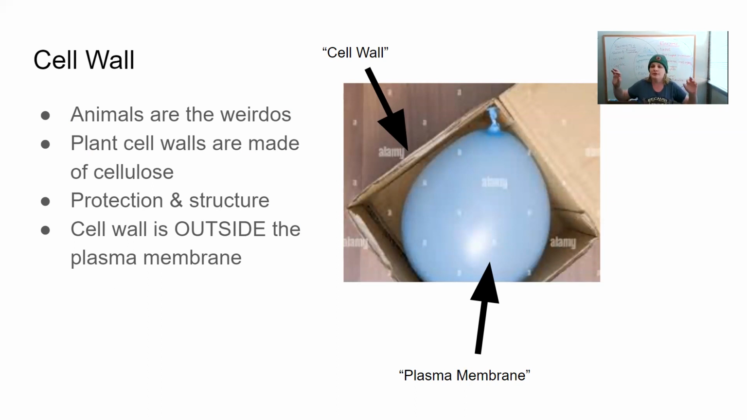But anyway, the point is that it's that pressure of the vacuole and the plasma membrane pushing against that rigid cell wall that gives plants their structure. And when plants start to dry out, that's when they wilt, because they don't have that structure. Okay, and then just remember that in plants, the cell wall is on the outside of the plasma membrane. So that's why this image of a balloon inside of a cardboard box is helpful to help you remember where things are located. Okay.